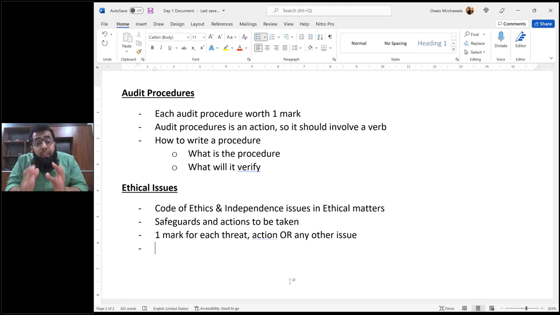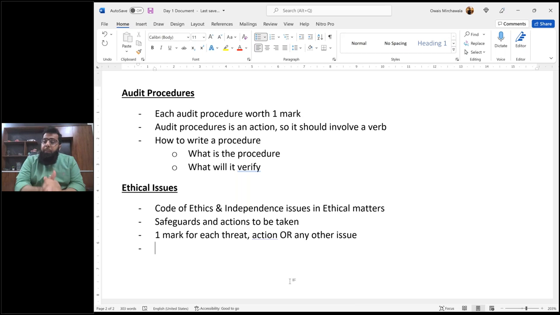You will look at whether the non-audit service involves clerical work or subjective, assumption-based work. What I'm trying to say is that in the AAA exam, the examiner wants you to evaluate the issues. Let me give you one more example.